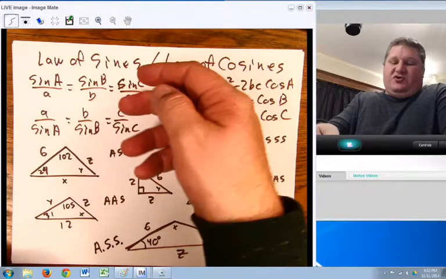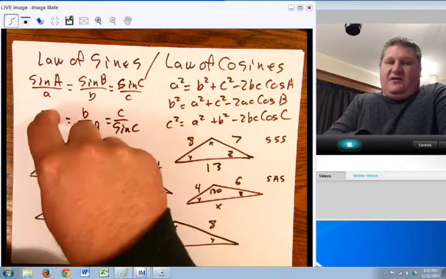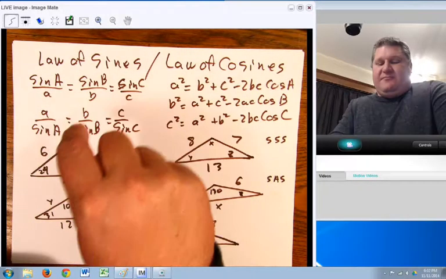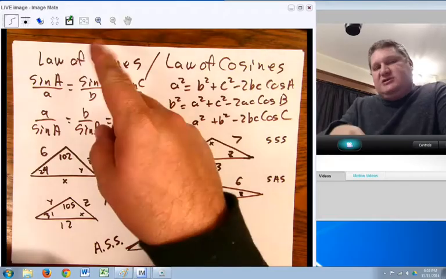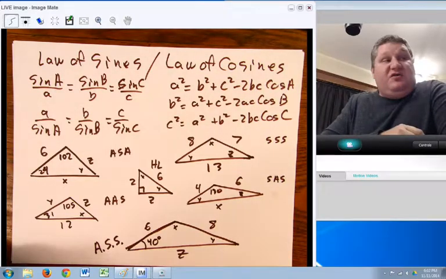Now, of course, you can flip them over. You can put the side on the top and the angle on the bottom. What you can't do is mix the two. Whatever you do with one, you have to do with the other.